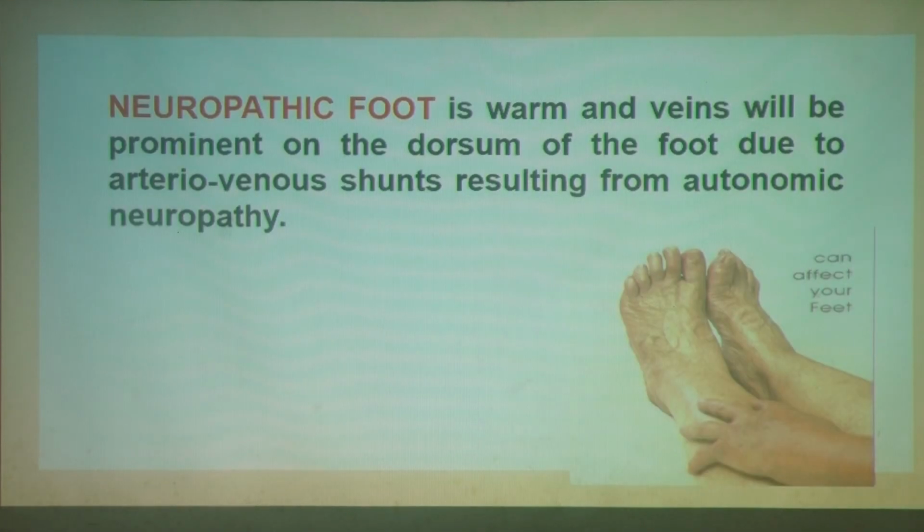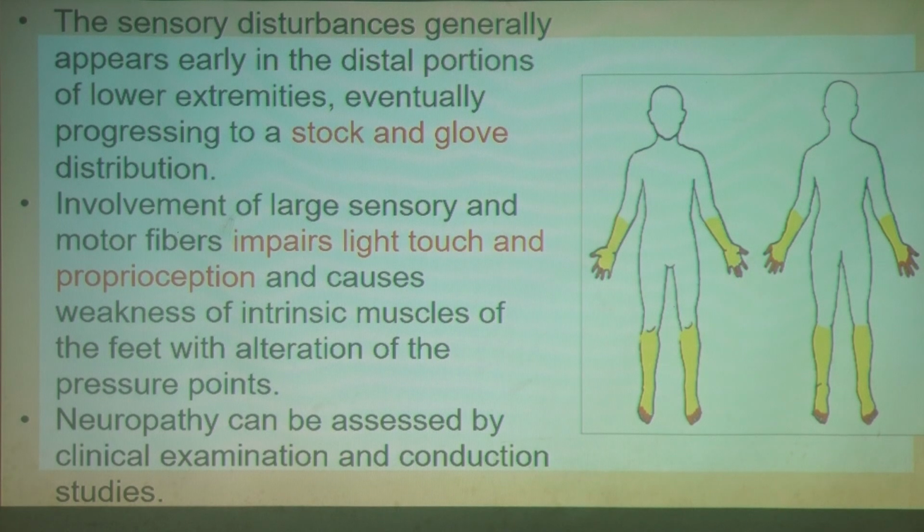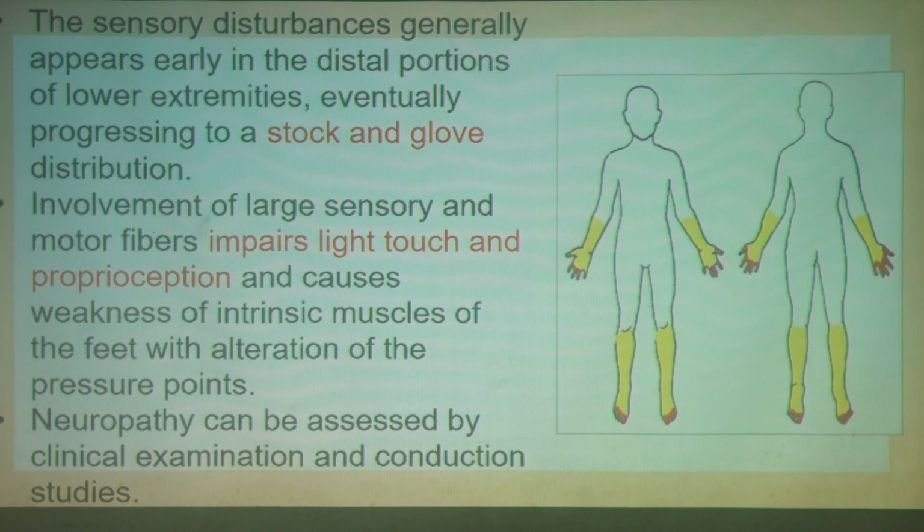The neuropathic foot is warm and the veins are prominent on the dorsum of the foot due to arteriovenous shunts resulting from autonomic neuropathy. The classical diabetic peripheral neuropathy is bilateral and symmetrical, with the sensory component predominating, with blunting of pain and temperature sense. Sensory disturbances appear early in the distal portion of the lower extremities, eventually progressing to a stocking and glove distribution. Involvement of the large sensory and motor fibers impairs light touch and proprioception and causes weakness in the intrinsic muscles of the feet with alteration of the pressure points.